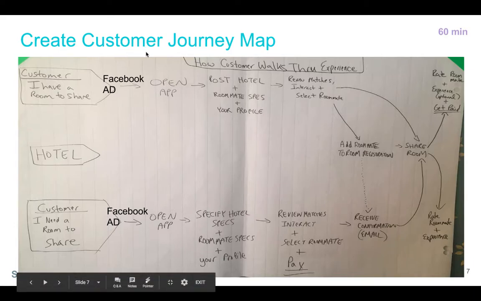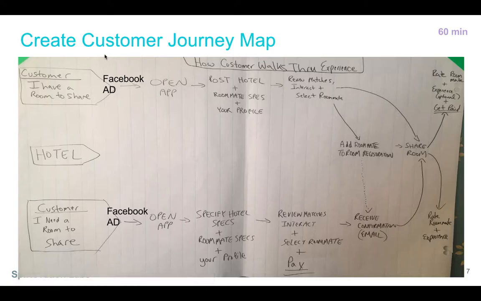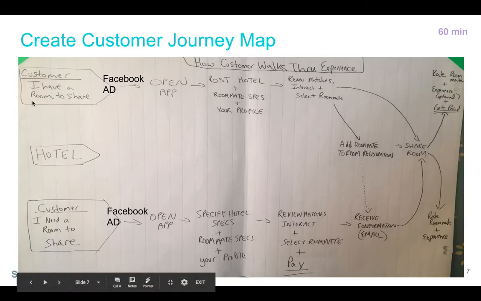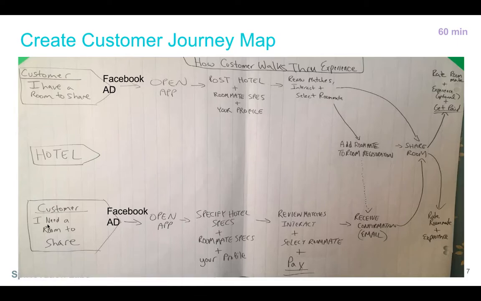Now it's time to create a customer journey map. A customer journey map consists of the journey that a customer has to go through in order to achieve your long-term goal. In this case, we have two customers. The first one being, I have a room to share, and the second one being a customer that needs a room to share. And lastly, you also have the hotel. So you also have to include actors that would be part of the whole journey for a customer.